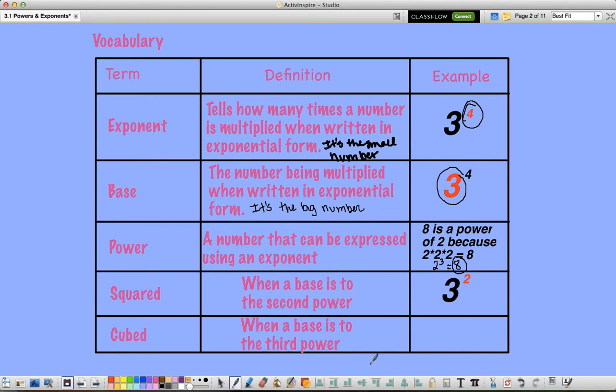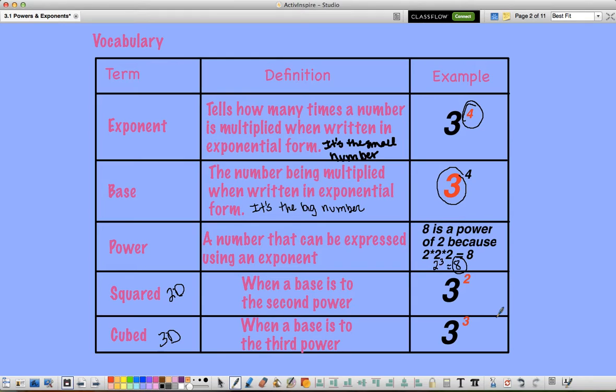And then cubed. Cubed is when a base is taken to the third power. So look at it this way. A square is a 2-dimensional shape, and it's to the second power. Cubed is a 3-dimensional shape, and so it's being taken to the third power. So cubed we talk about when we talk about volume because it gives us length, width, and then adds that third dimension of depth.